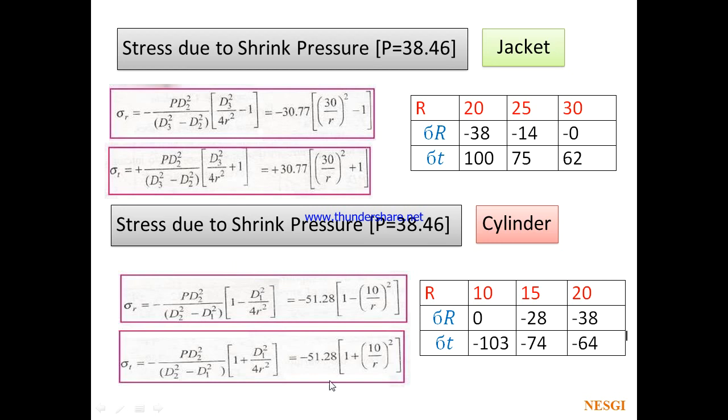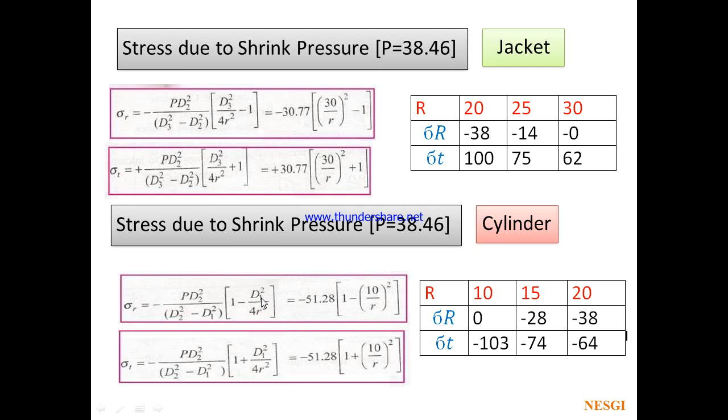Okay, so next, the radial stress on the cylinder is given by the equation P into d2 square divided by d2 square minus d1 square into bracket 1 minus d1 square by 4r square. If you substitute all the values of d1 and d2, we will get this equation. The only unknown is r, which means at different radii we need to find the stress induced.